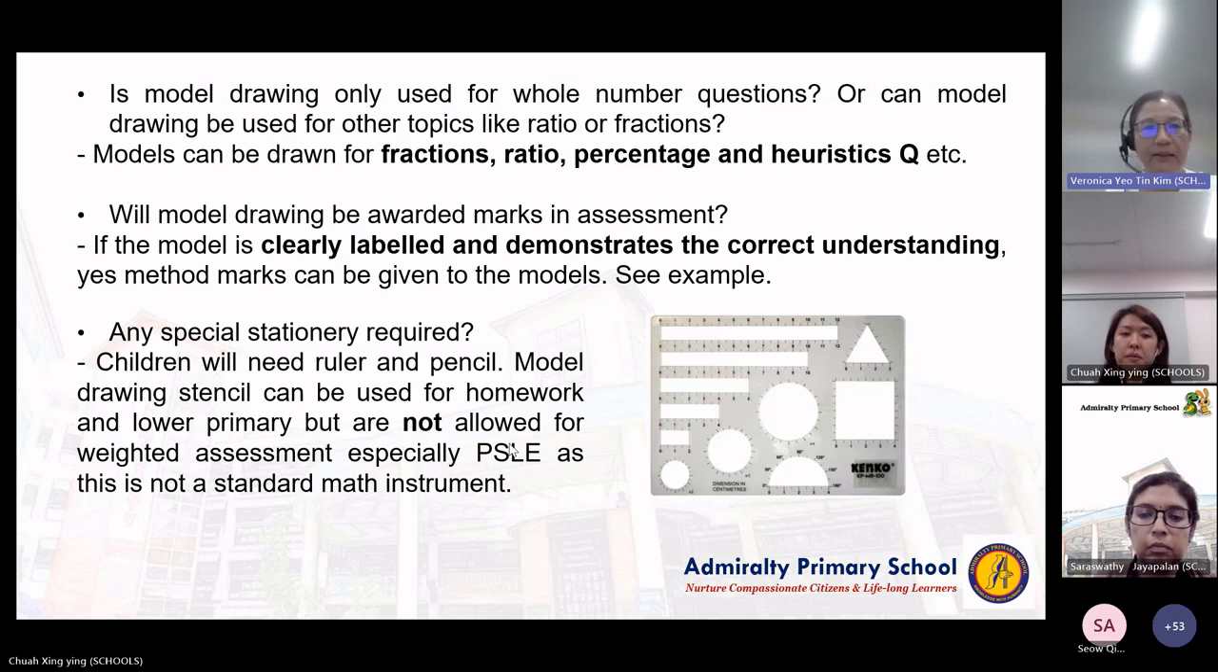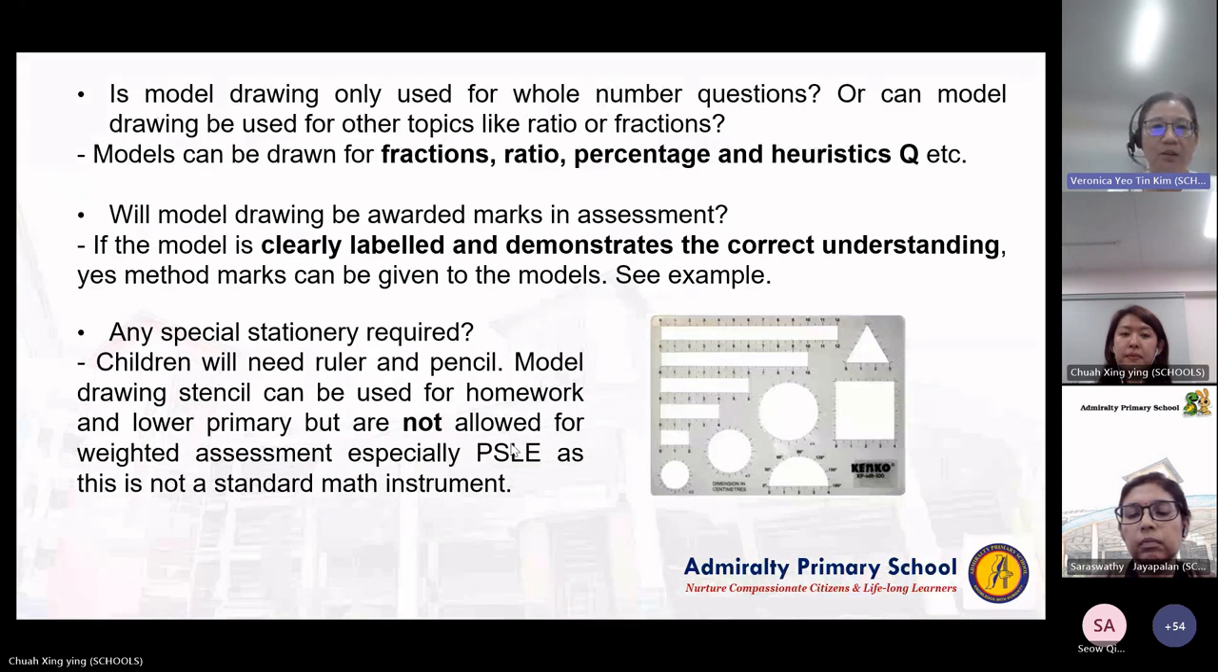At the lower level, I know in popular bookshops, they also sell model drawing stencil. You feel free to buy it for your child to use for the homework. At the lower primary, fine. Classwork is okay. Because I understand that some of the children are a little bit slower in terms of their psychomotor skill. So if they want to use the stencil to help them draw neat boxes, to have that skill of 1 to 10 units, every unit is roughly proportional. By all means, they can use stencil.